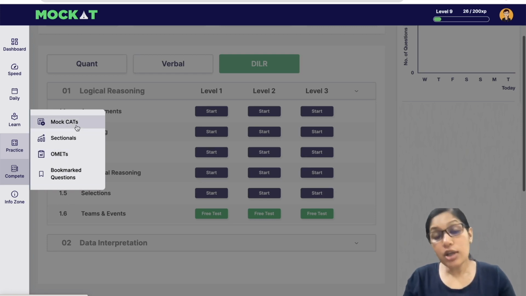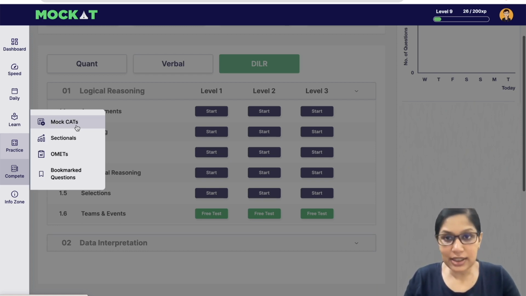So for every mock, we will also be having a live test-taking strategy session. We'll be starting on mocks in some time once the concepts are done. For those of you who are joining us in April or later, you will see that the mocks would have started by then. We'll start with one a month. And as we get closer to CAT, we'll typically look to solve one every week. And for every mock, we will be having a test-taking strategy session.